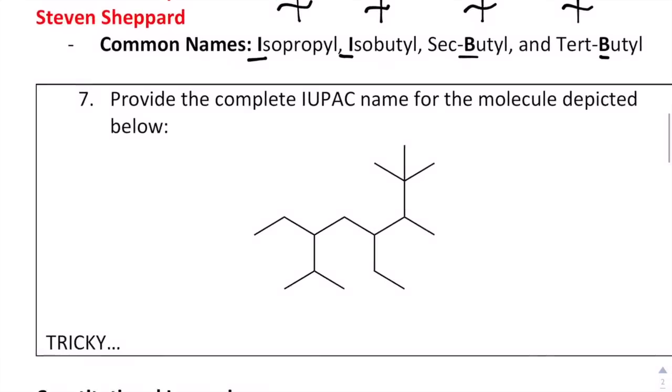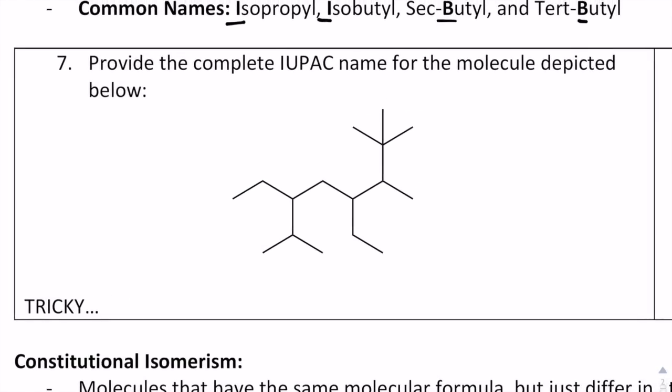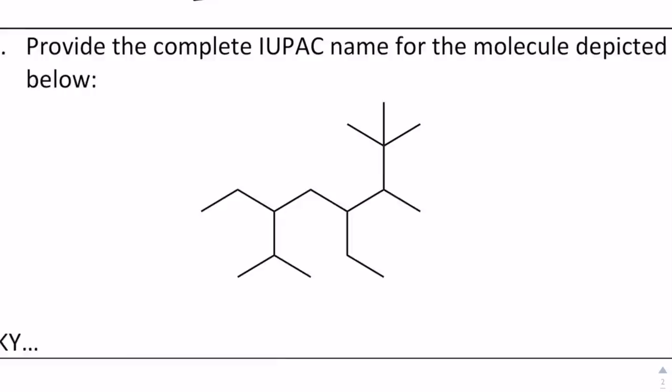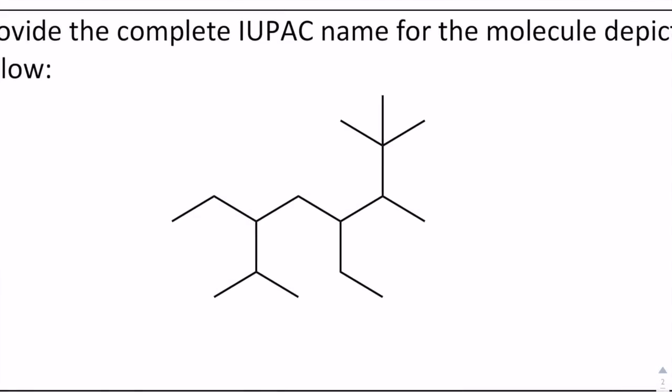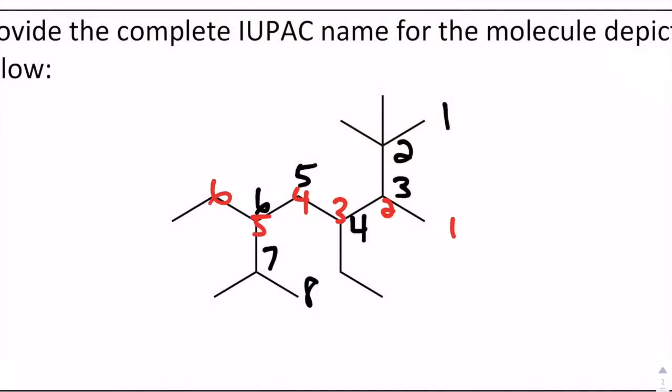So in 7, complete the IUPAC name for this molecule. So it's tricky. I wrote that at the bottom, so let's think about the numbering schemes here. So maybe if we started up here, 1, 2, 3, 4, 5, 6, 7, 8. I like that numbering scheme. What about maybe trying this one in red? What about 1, 2, 3, 4, 5, 6, 7? Nope, that one clearly doesn't work.